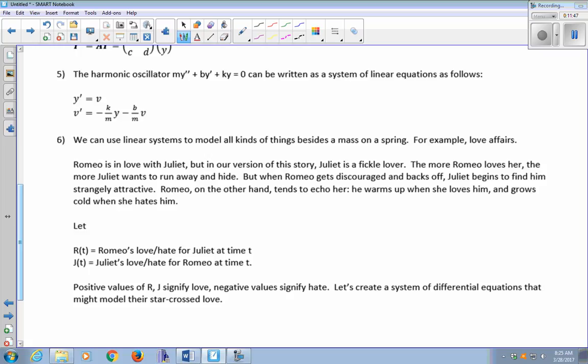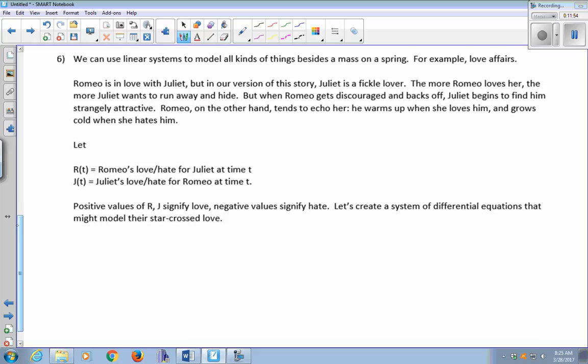But we can also use linear systems to model much more interesting things like love affairs. Okay, so Romeo is in love with Juliet, but in this story, Juliet is a fickle lover. So the more Romeo loves her, the more Juliet wants to run away and hide. But when Romeo gets discouraged and backs off, Juliet finds him strangely attractive. But Romeo tends to echo her. He warms up when she loves him and grows cold when she is uninterested. So we're going to try to model this with a linear system.